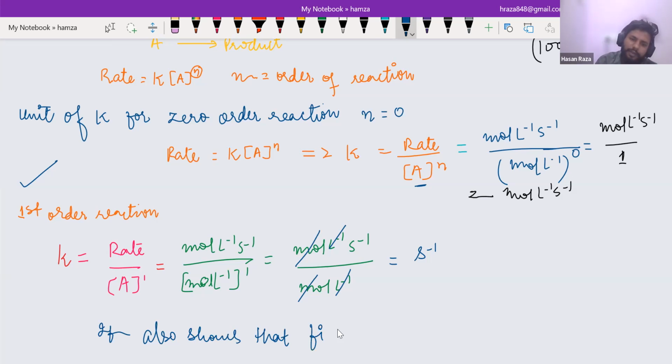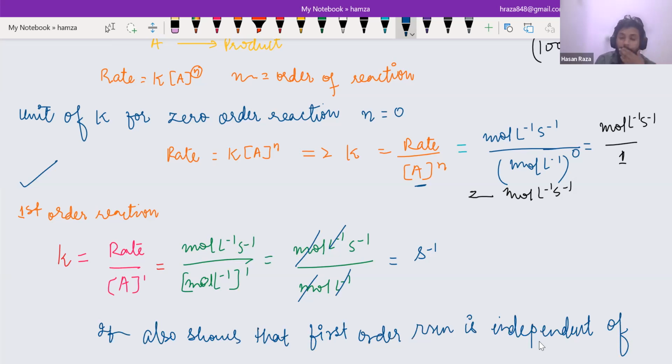It also shows that a first order reaction is independent of initial concentration, since it only depends on time, per second. So please do write it and let me know when you are done with this.